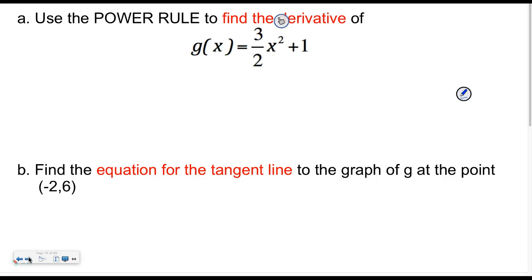We've got a function g. I want us to use the power rule to find its derivative. That derivative we would call g prime. We bring the power out front. The 2's will cancel. And what's the derivative of 1? What's the derivative of the constant? 0. Okay, so my derivative, nice and smooth.